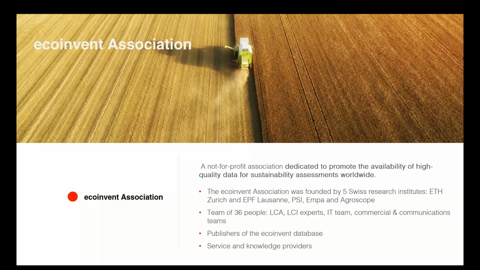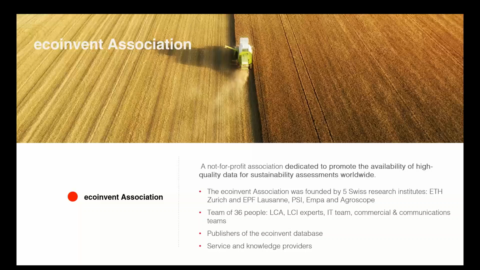So first, very quickly, the ecoinvent Association. We are a not-for-profit association. Our mission is to promote the availability of high-quality data for sustainability assessments worldwide. We are located in Switzerland. We were founded by 5 Swiss research institutes that you can see here: ETH, EPFL, PSI, EMPA, and Agroscope. We are today a team of 36 people, most of us experts dedicated to LCA and LCI. We also have a software developers team and commercial and communications teams.